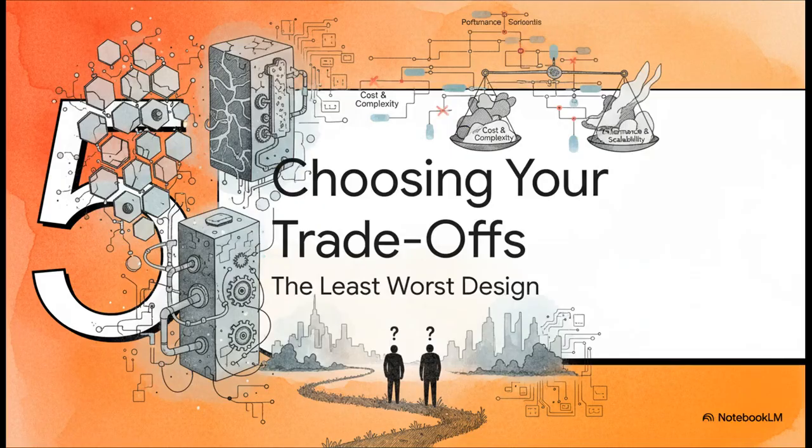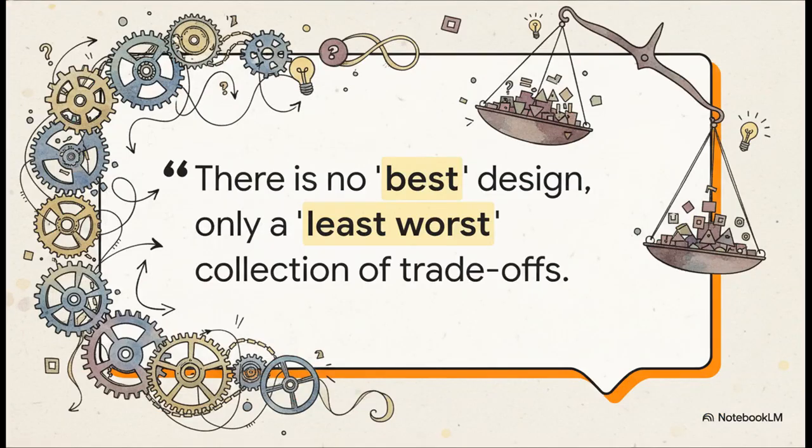This brings us to the final, and honestly the most important piece of this whole puzzle. There is no perfect architecture. Every single decision you make is a compromise. This quote is really the soul of software architecture. Your job isn't to find the best solution, because it just doesn't exist. Your job is to understand all the competing concerns and then choose the set of compromises, the least worst collection of trade-offs that best serve the specific needs of your project.